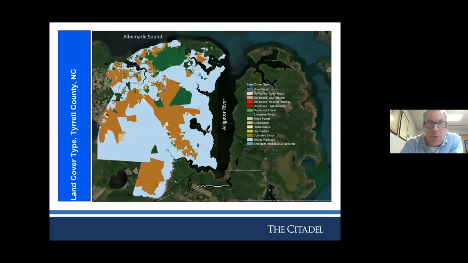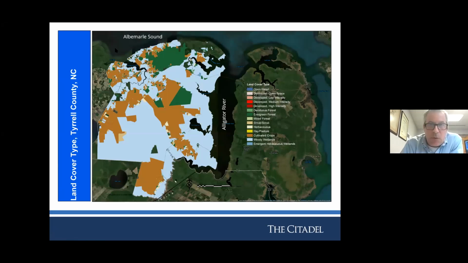Okay, so then zooming out into the entirety of Terrell County, if you can see my cursor, I'm not sure if you can, but basically Columbia is at the top of this county. And this county is under flood risk because it is very coastal. It's bounded by the Alligator River and the Albemarle Sound.